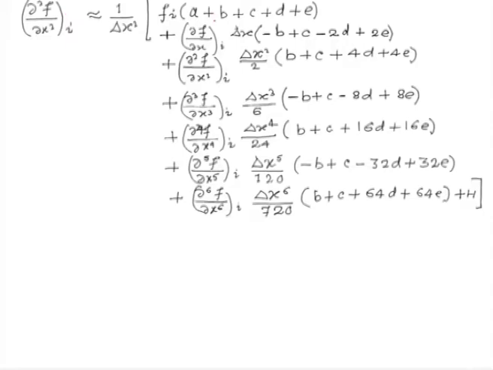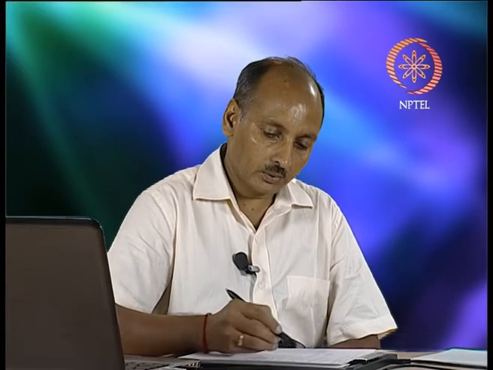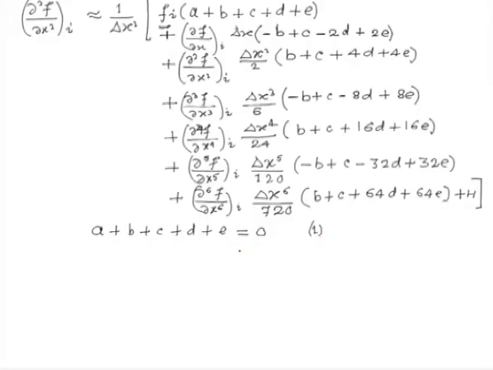First let us compare the coefficients of fi on both the sides. So, this gives us a plus b plus c plus d plus e is equal to 0. Let us call this equation 1. The second equation we can get by comparing the coefficient of del f by del xi in both LHS and RHS. On LHS we have got value 0. So, on RHS we will get minus b plus c minus 2d plus 2e is equal to 0.